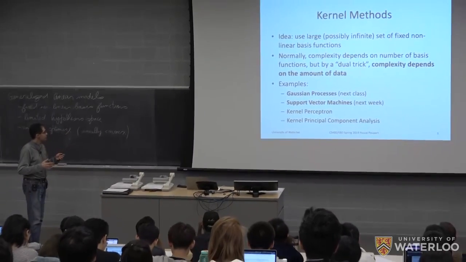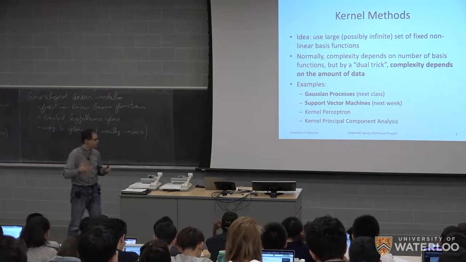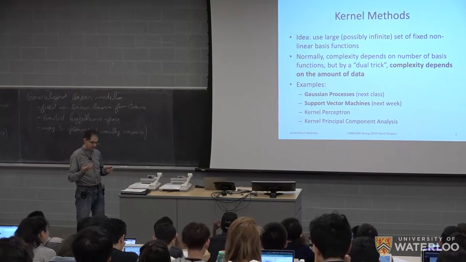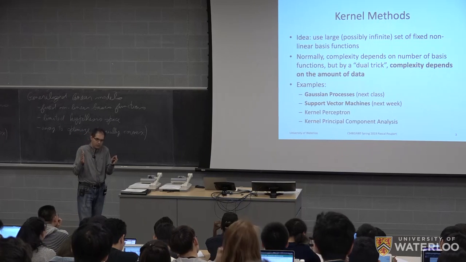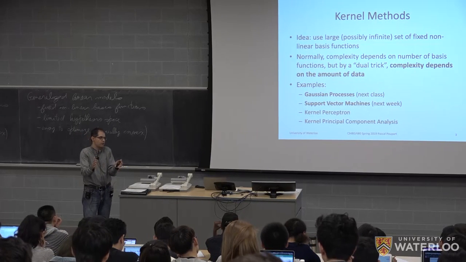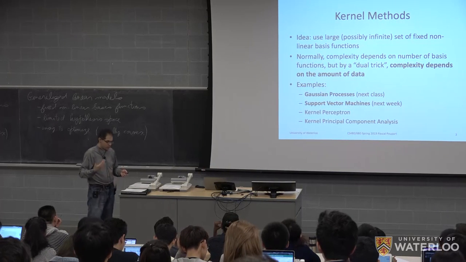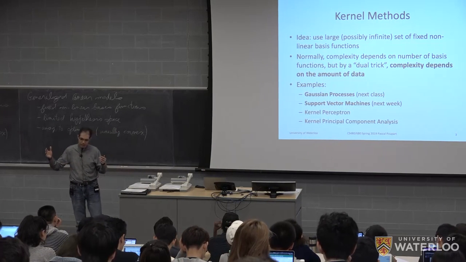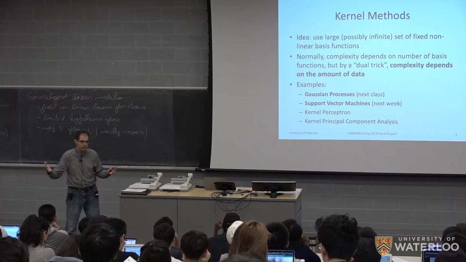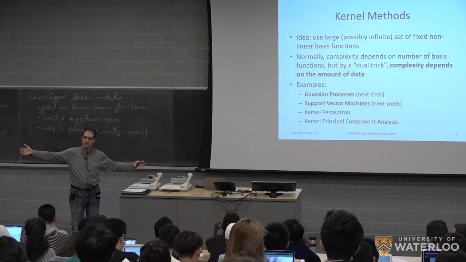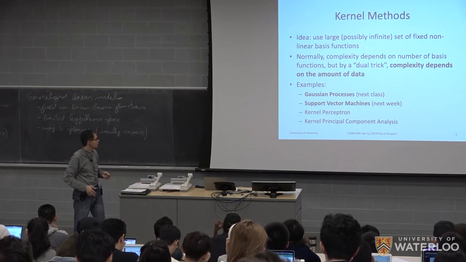All right, so when we consider generalized linear models, we have to come up with some basis functions. As we saw, the hypothesis space is limited because we have fixed basis functions, and we have to come up with them ahead of time. So if we don't want a hypothesis space that is too limited, perhaps we can consider a large number of basis functions, and maybe even an infinite number of basis functions.